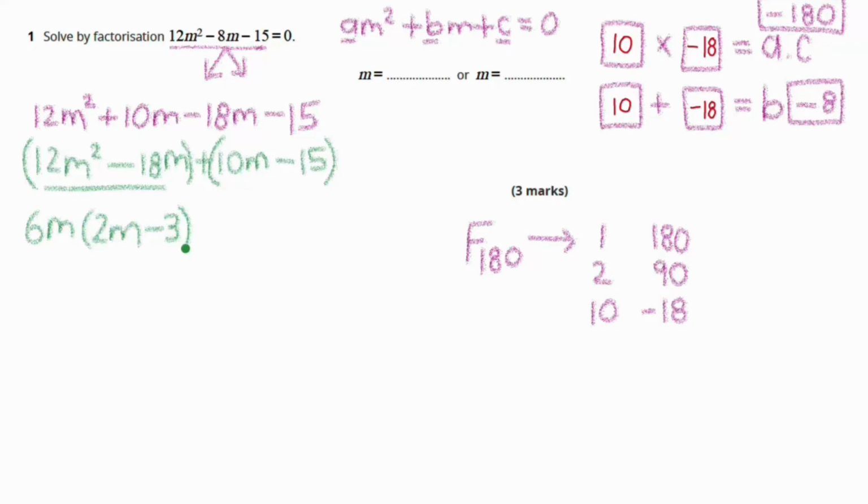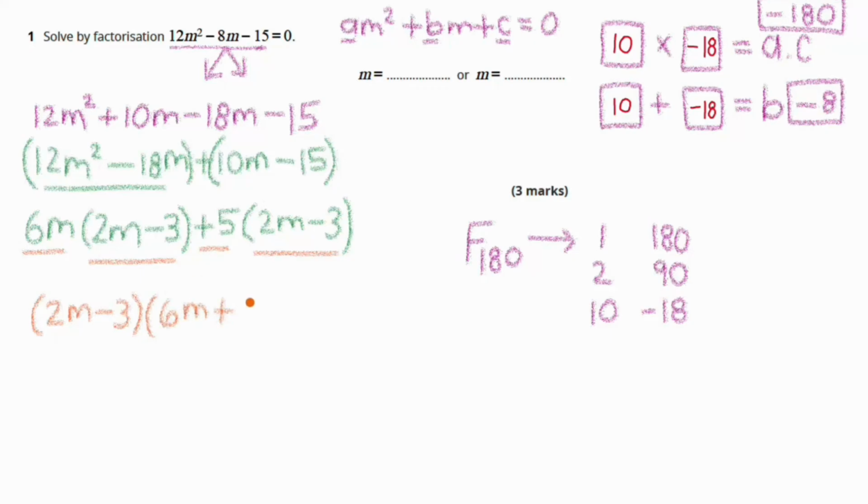Do you guys agree? Okay, let's have a look at the second one. Here I have 10m minus 15. What can I take out? I can take out 5, right? What remains? 2m minus 3. Now, it is very important that these are exactly the same. If they are not the same, then you know you went wrong somewhere. Okay, so I'm going to take out this bracket as a common factor, 2m minus 3. What remains? 6m plus 5. So I just put that inside the second parenthesis.